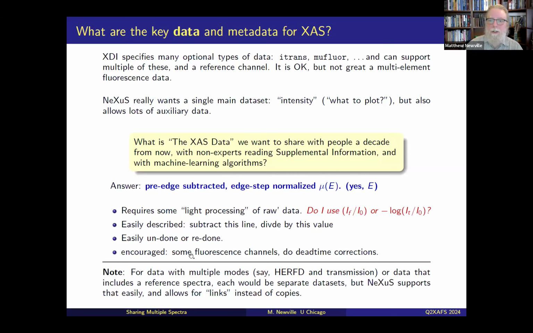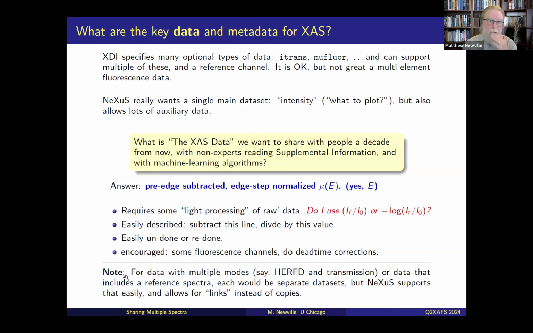It also encourages, for fluorescence detectors, that you do the dead time corrections. You do input count rate over output count rate, however you do it, and then do the sum of the fluorescence channels. So that should be the other sum.